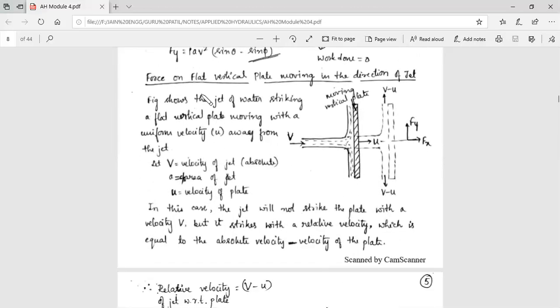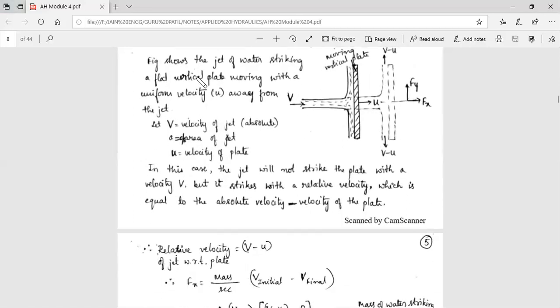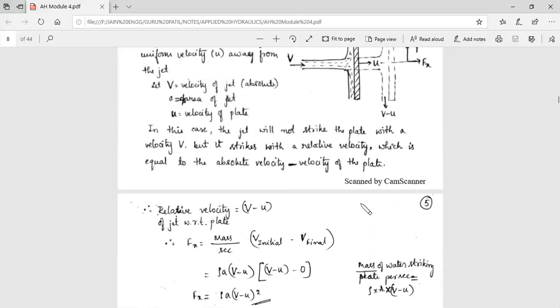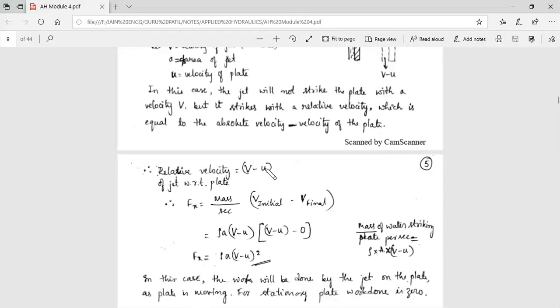Now, the force on a flat vertical plate which is moving. Till now we have seen the force exerted on a plate which is stationary. Now we shall see the force exerted by the jet on a moving plate. Again, all the remaining things remain the same. In this case, the jet with velocity v strikes the plate with a relative velocity, which is equal to absolute velocity minus velocity of the plate. So relative velocity is v minus u, of the jet with respect to the plate.